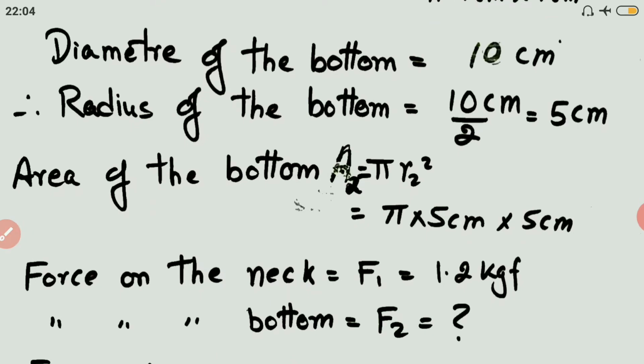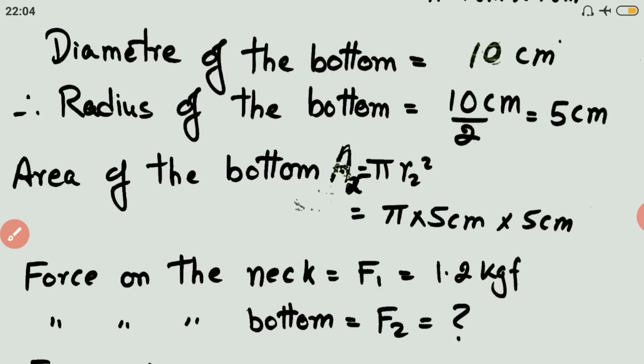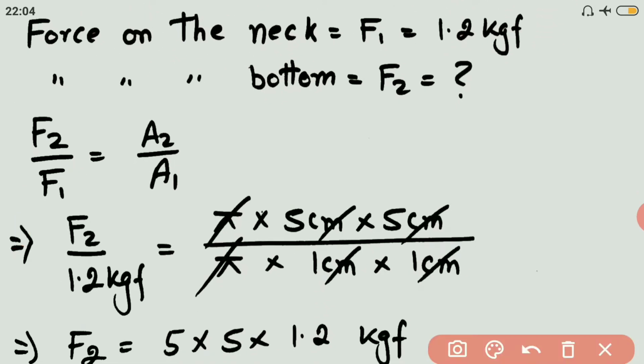Then the diameter of the bottom is given, which is 10 cm. So the radius of the bottom should be half of that, which is 5 cm. Area of the bottom, A2, previous area was A1, will be equal to pi r2 square, the new radius. So pi multiplied by 5 cm into 5 cm. I haven't multiplied here also because it might get cancelled. Force on the neck F1 given to us is 1.2 kgf. Now force on the bottom F2 is question mark. We are supposed to find this.